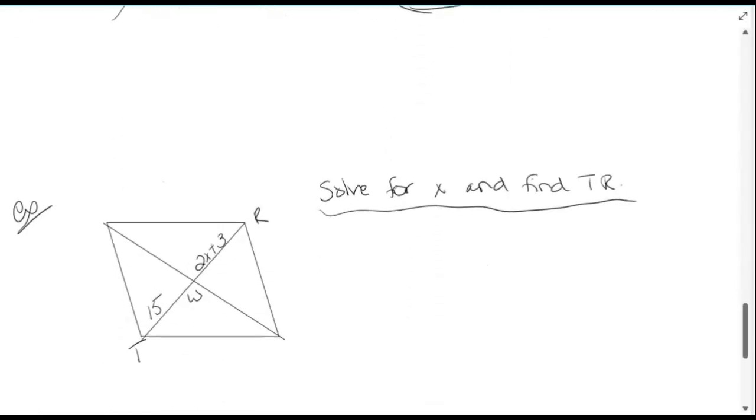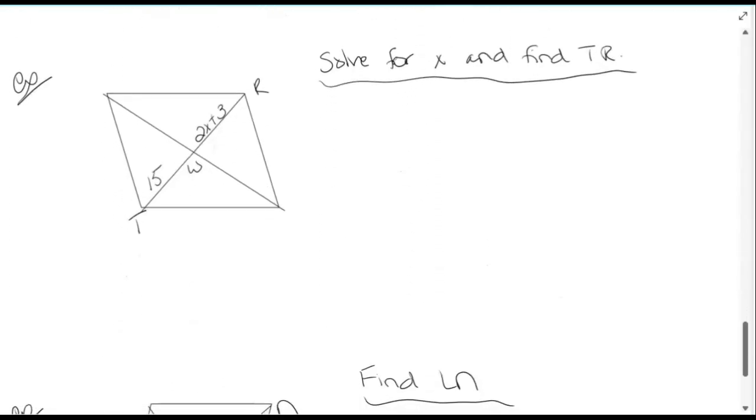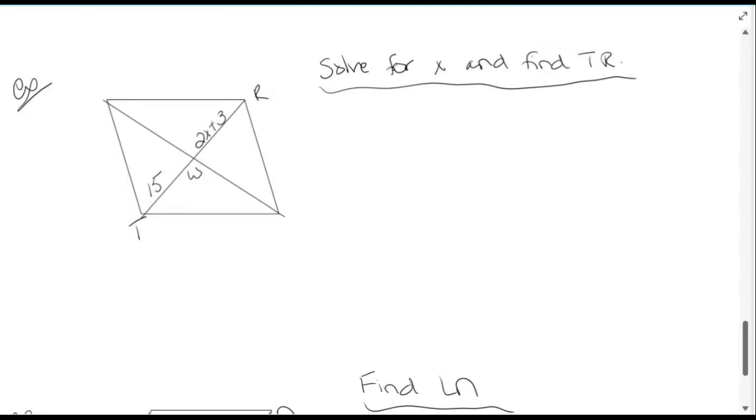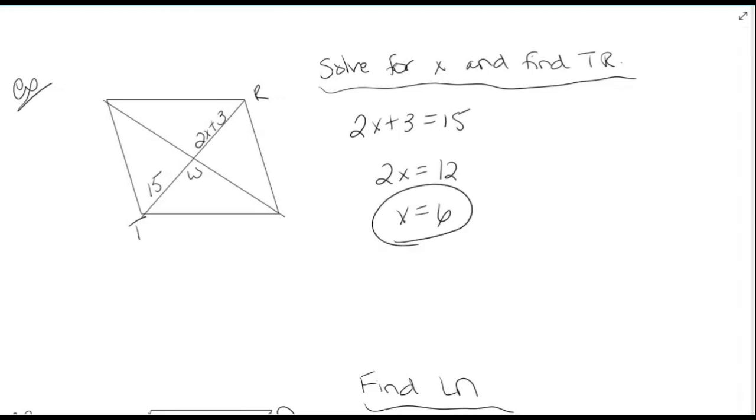All right, almost done, believe it or not. All right, let's say you needed to solve for x and find the length of TR. All right, so we talked about how in parallelograms the diagonals bisect each other, which would mean that 2x plus 3 has to equal 15. And then 2x would equal 12, and x would equal 6.